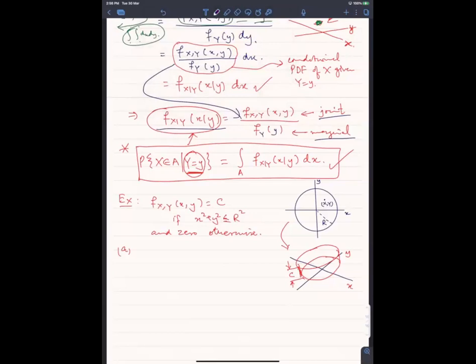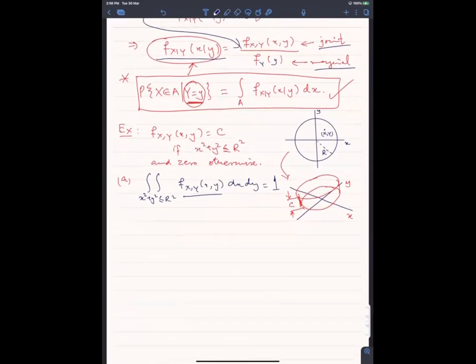In order to find c, I know okay, integral over the entire region x square plus y square less than or equal to r square of f(x,y) dx dy, this should be equal to 1. Why? Because this is the PDF, this is joint PDF, so the integral over the entire region must be equal to 1. Okay, which means कि c times integral x square plus y square less than or equal to r square dx dy should be equal to 1. And what is this guy here?